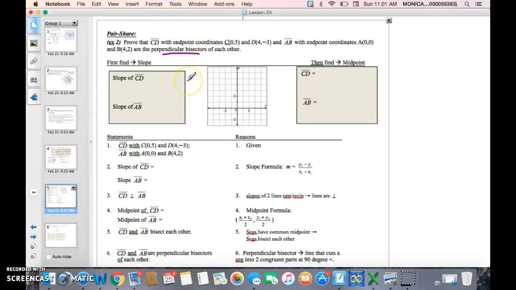So the first thing I would do if I'm going to solve this is I would go ahead and graph CD, and then I would go ahead and graph AB. So 0, 5. See, 1, 2, 3, 4, 5 would be here. And D is at 4, negative 3, so that's 2, 4, 1, 2, 3. Wow, this just fits. So I'm going to draw my line here.